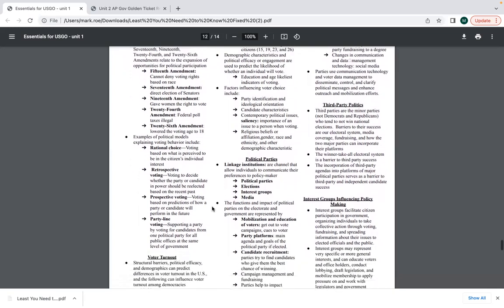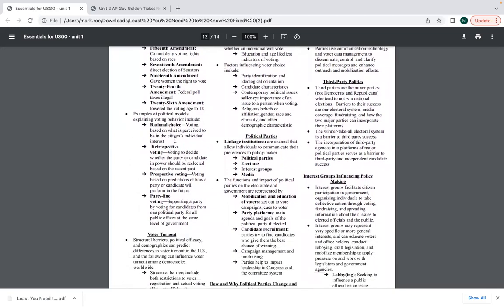All right, moving along then. Other models of voting behavior. These are some of the examples that I would know. So we have rational choice, retrospective, prospective, and party line. Starting with party line voting. That is just simply voting for a candidate based on the letter behind their name. Voting straight Democrat, straight Republican, regardless of what you know about them. But because that person has an R or a D next to their name, that's why they get votes.